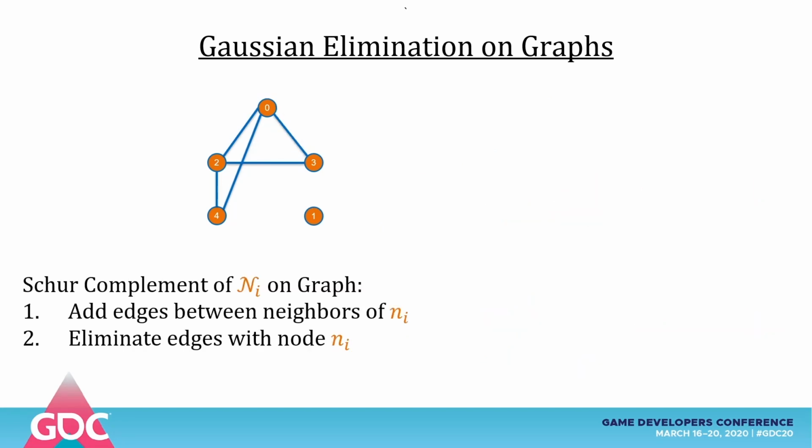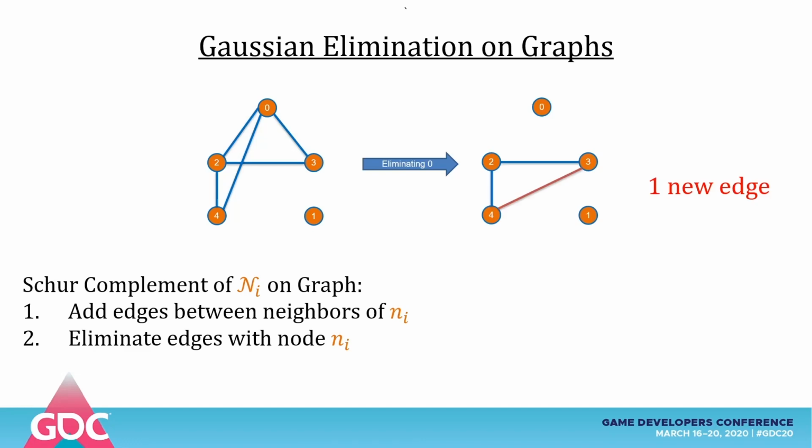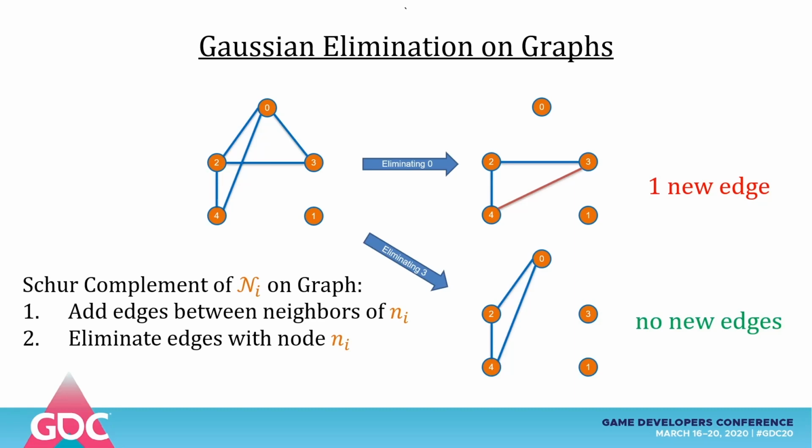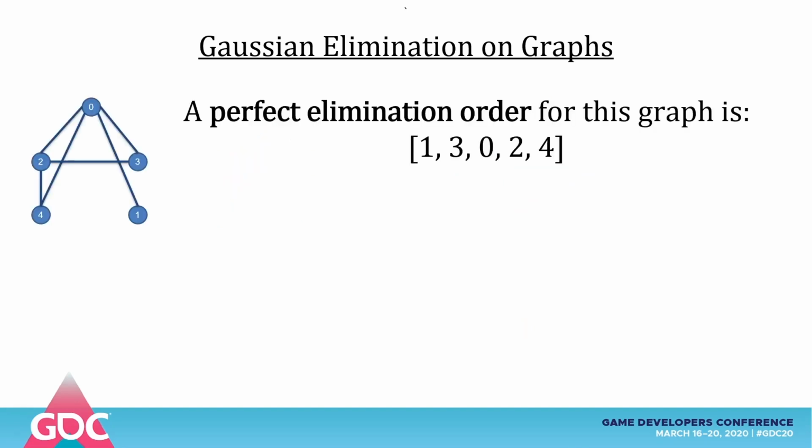So now on the resulting graph, let's find another node to eliminate. Let's try node 0. This creates a new edge, but if we eliminate node 3, there will be no new edges created, and the sparsity of the matrix will not increase. Continuing with this algorithm, we produce an elimination order. If it doesn't produce new edges, it's called a perfect elimination order. In this example, we have a perfect elimination order, and it's 1, 3, 0, 2, 4.